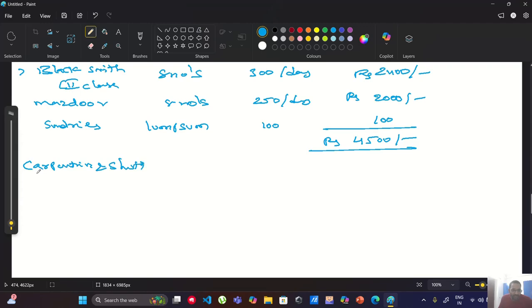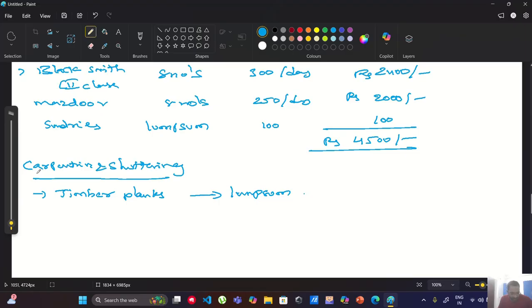Okay, now the last type of labors are carpentering and shuttering works. In carpentering and shuttering works, first of all we have to consider the timber planks for supporting. This is a lump sum I am taking, it will be equal to 1500 to 2000, whatever it may be. Now I am considering 1500, and this is also 1500 rupees.